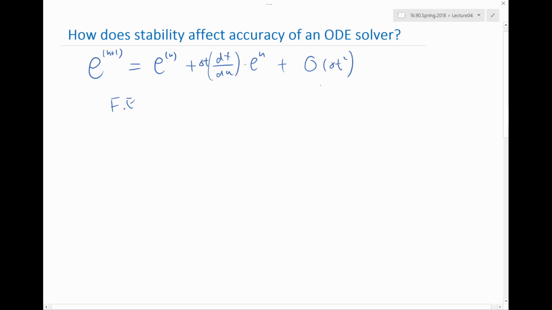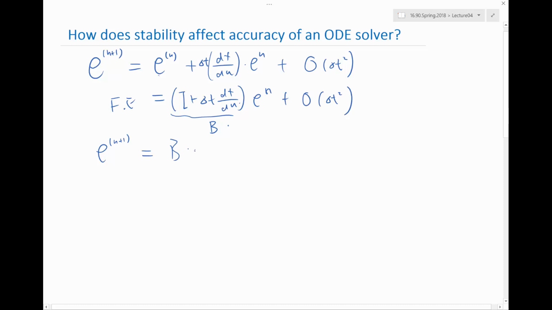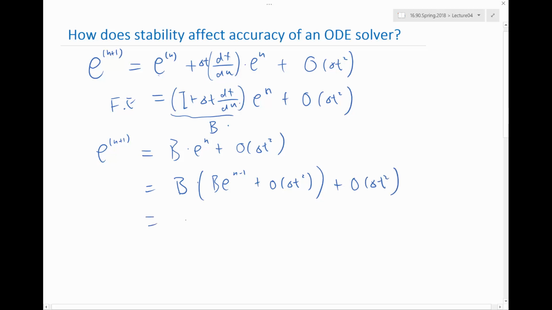If you accumulate that over many steps, so what we'll have is that e of n plus 1 is going to be, if you combine these two terms into a matrix, basically identity plus delta t times df du, right? So we call this matrix, for example, matrix B, times en plus O(delta t squared). So what we have is B times en plus some small error. Then we have en itself is B times en minus 1 plus O(delta t squared), then another plus O(delta t squared), right? And then you can expand more and more.